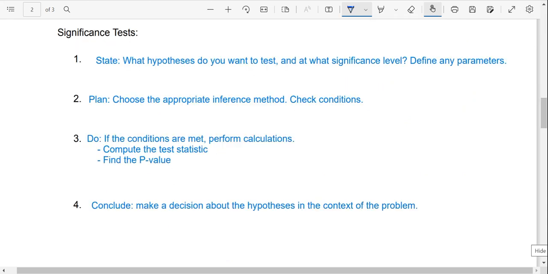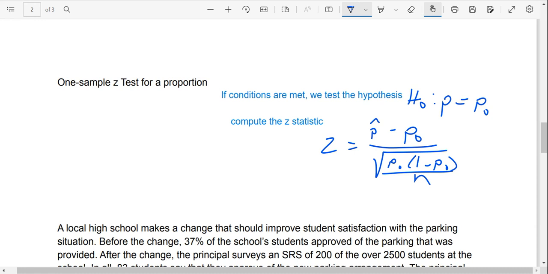Right. The 4-step plan for performing a significance test. Go ahead and jot these down. We should be doing it for problems like we did on the previous question, but we're going to do that in a moment. For solving a one sample z test for a proportion, this formula should look familiar because that's basically what we did to solve the previous problem. What we're doing here is testing the hypothesis that the proportion is equal to the null value.